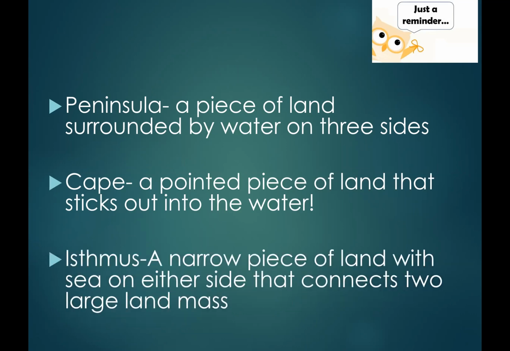Finally, the last word that I told you about is isthmus, a narrow piece of land with sea on either side that connects two large land masses. Now, what is the name of that popular isthmus that I told you? I almost said the answer just now. I had to pause. That isthmus is Panama. Yes, the Isthmus of Panama is a very common one that is tested on the BJC examination.